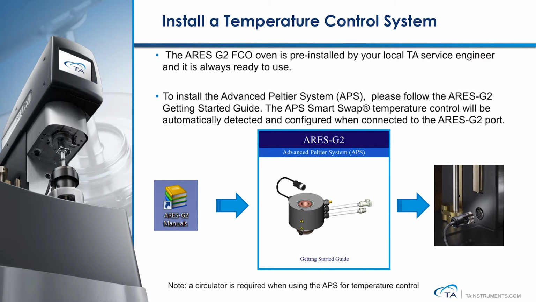Regarding installing the temperature control system, if the user purchased the ARES-G2 FCO oven, it should be pre-installed by a TA local service engineer and should already be ready to use. To install the Advanced Peltier system, the APS, the user needs to follow the ARES-G2 APS Getting Started guide. The APS Smart Swap temperature control will be automatically detected and configured when connected to the ARES-G2 port. Please note that a circulator is required when using the Advanced Peltier for temperature control purposes.